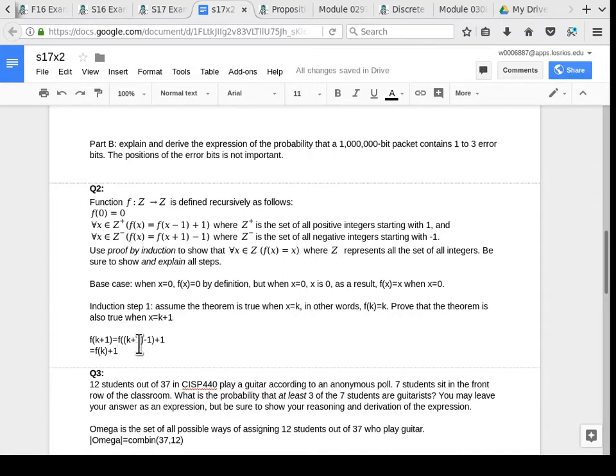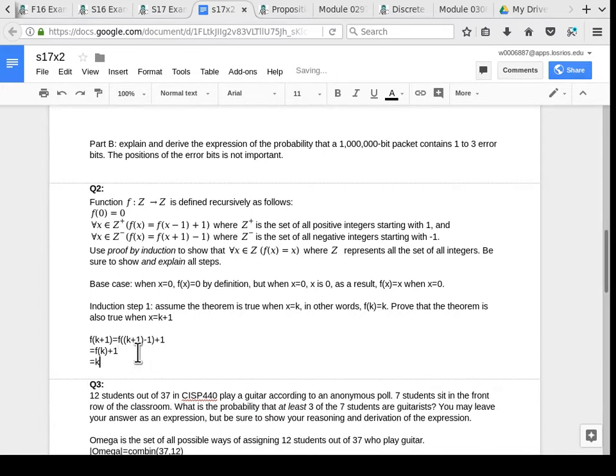And the reason why it boils down to f of k is because we got k plus 1 minus 1 here. The plus 1 and the minus 1 cancel out. And as a result, we only got f of k left. And this is just k plus 1. So this is the end of that particular proof.